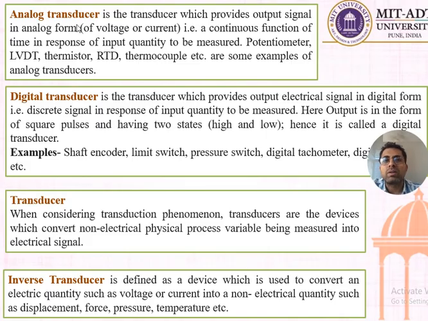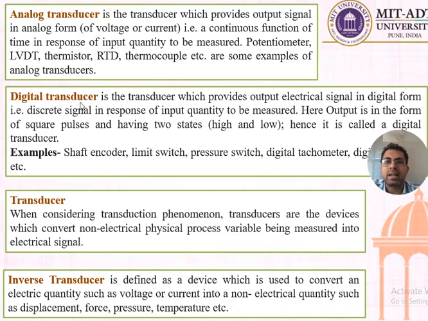Now, what is an analog transducer? An analog transducer is a transducer which will provide the output signal in analog form. It means whatever output you get from the analog transducer is in analog form, that is voltage or current. And examples are again the potentiometer, LVDT, thermistor, RTD, thermocouple, etc.